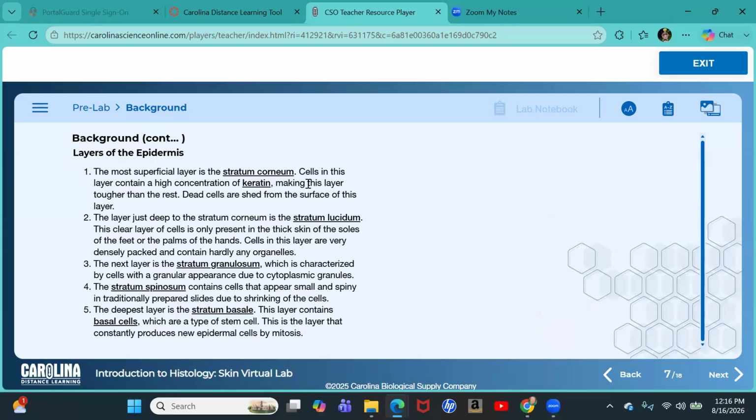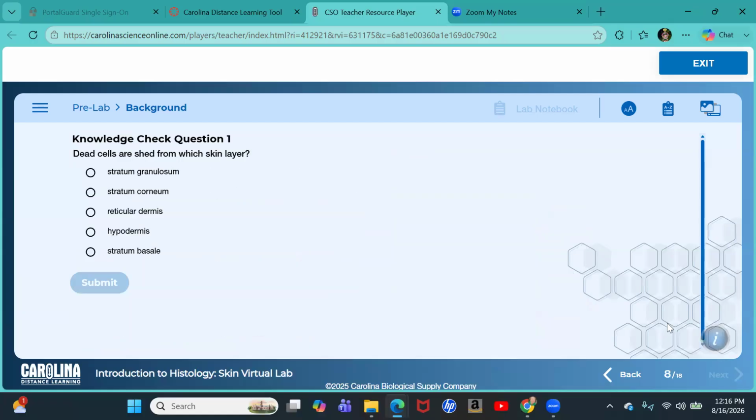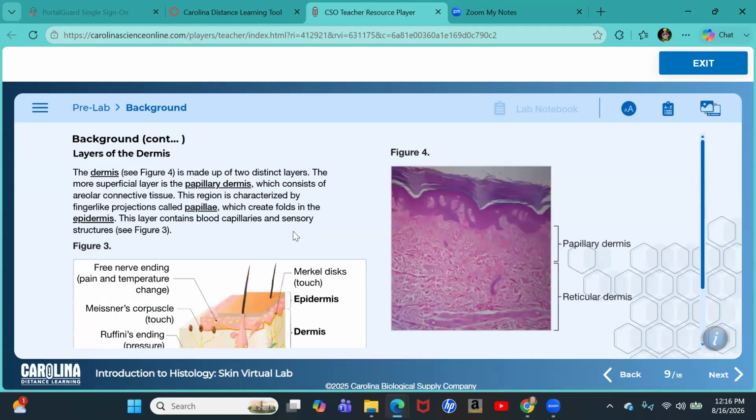So it talks here about the different layers that we just mentioned in the other video, and we'll just go through some of these. Again, not that you have to do this. There is no lab notebook to turn in. The main thing today was just to show you some of these interesting pictures. The dead skin cells that are sloughed off, those are your stratum corneum.